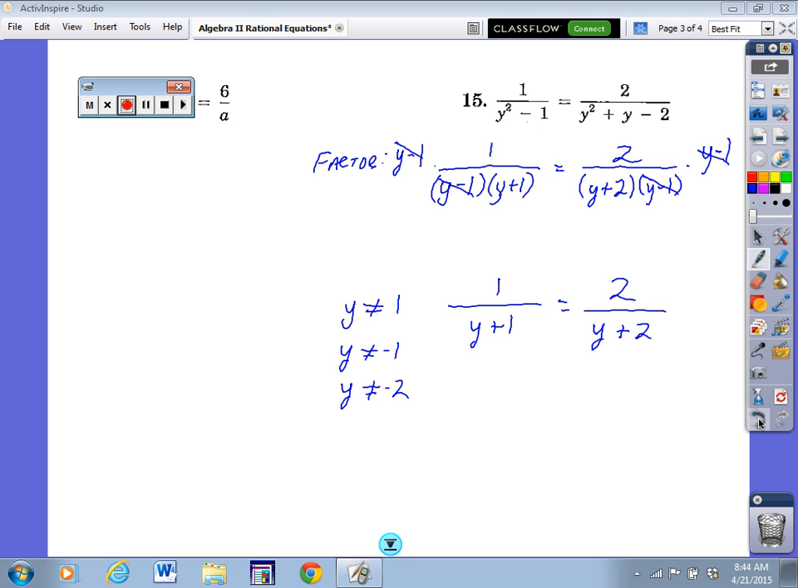So now, everybody familiar with this cross-multiplying technique? Since this entire side is being divided by y plus 2, I can multiply on the other side by y plus 2 and end up with just this times 1. And this one comes over here. So this is being divided by y plus 1, so I can multiply by y plus 1 over here, and I get 2 times y plus 1.